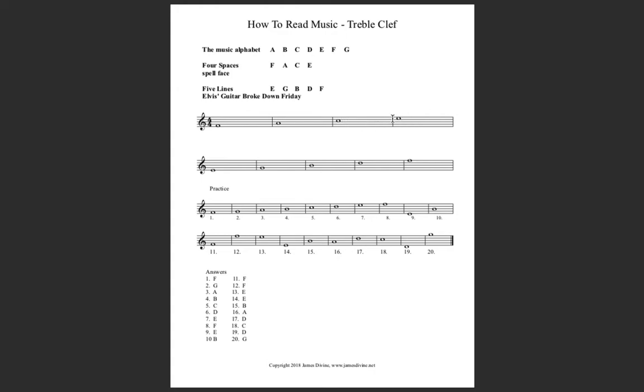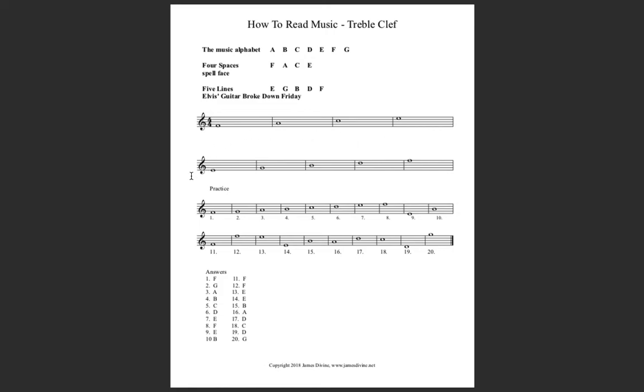So it's important that you be able to recognize how to see the spaces and the line notes. So the spaces spell FACE. We have the first space is an F, the second space is an A, the third space is a C, and the fourth space is an E, FACE. It's right there in front of your face. You should be able to remember this one.